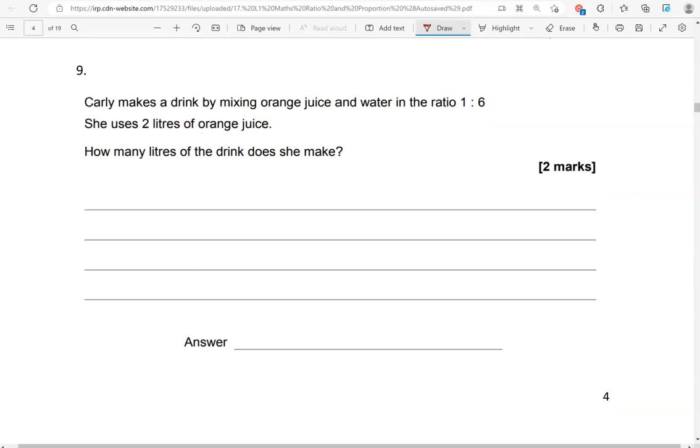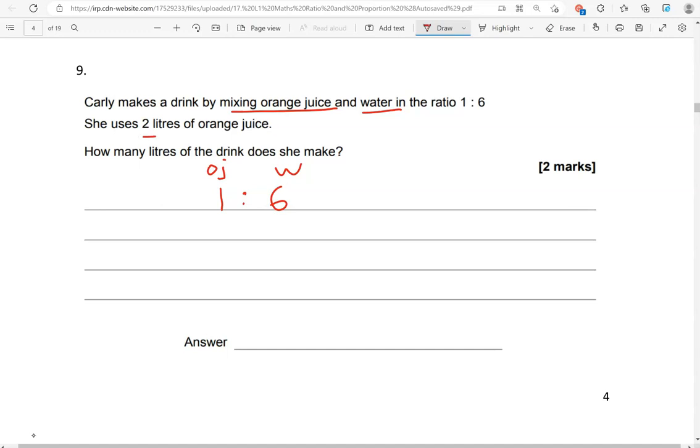Carly makes a drink by mixing orange juice and water in the ratio 1 to 6. She uses 2 liters of orange juice. How many liters of the drink does she make? So the ratio is 1 to 6. 1 is for orange juice and 6 is for water.